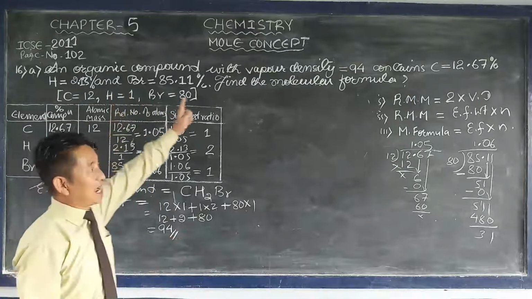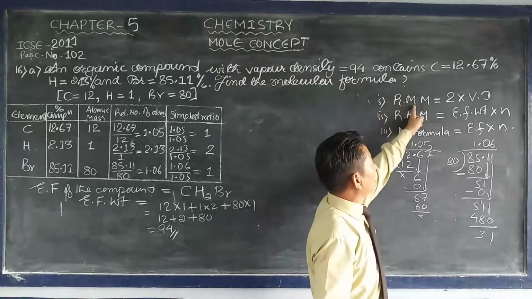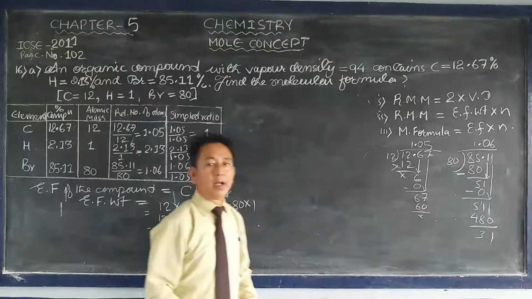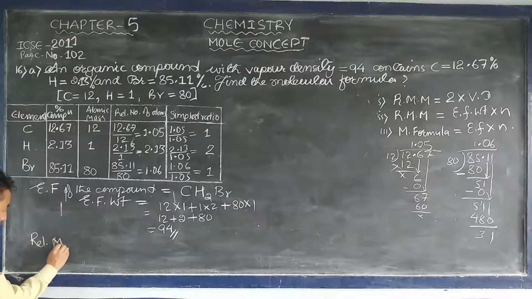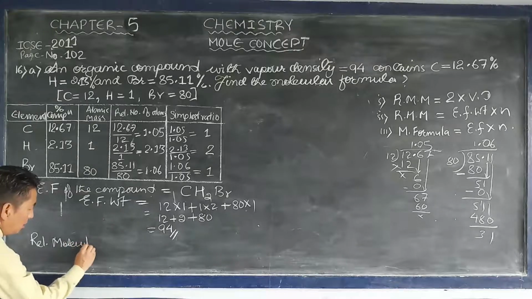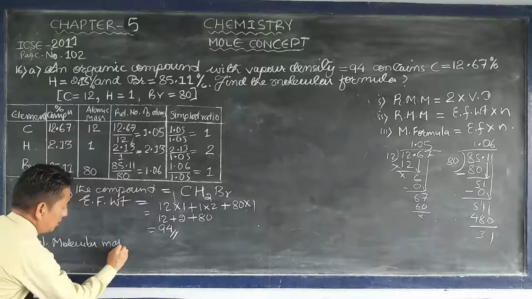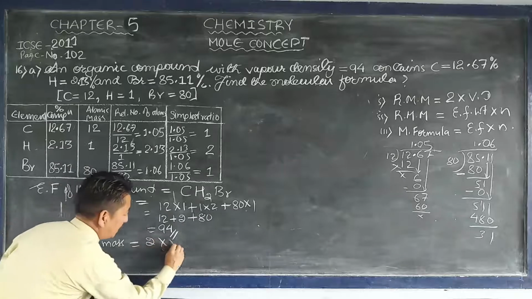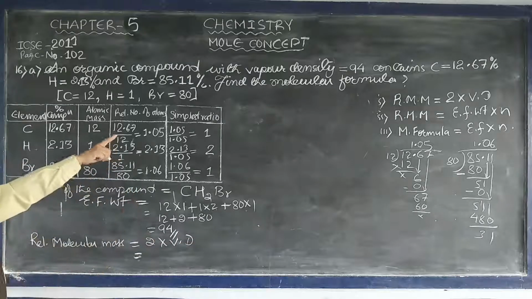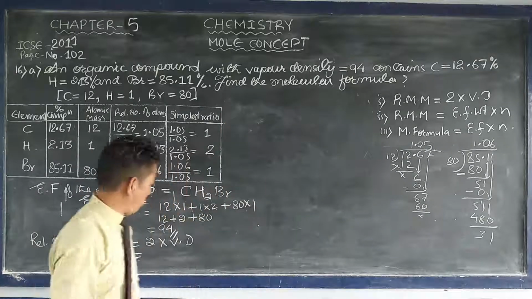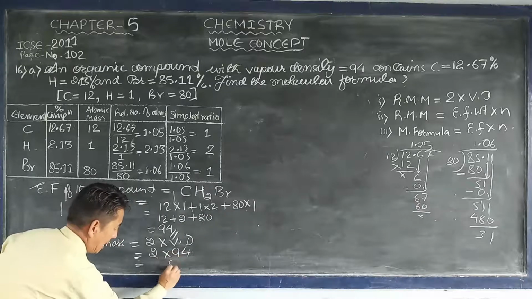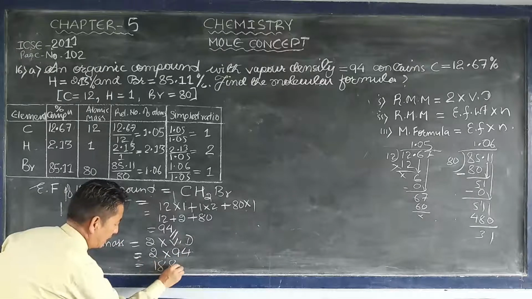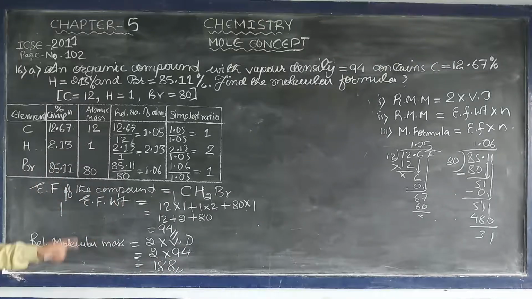And vapor density as given. As you can see here, relative molecular mass equals to twice the vapor density. Here we will find out the relative molecular mass, which is equals to 2 into VD. Here VD as given, vapor density 94. So 2 into 94. 2 4s are 8, 2 9s are 18, 188. The relative molecular mass of the compound is 188.